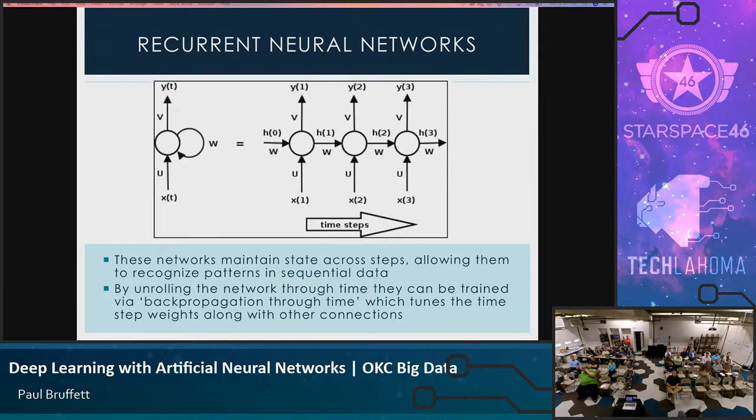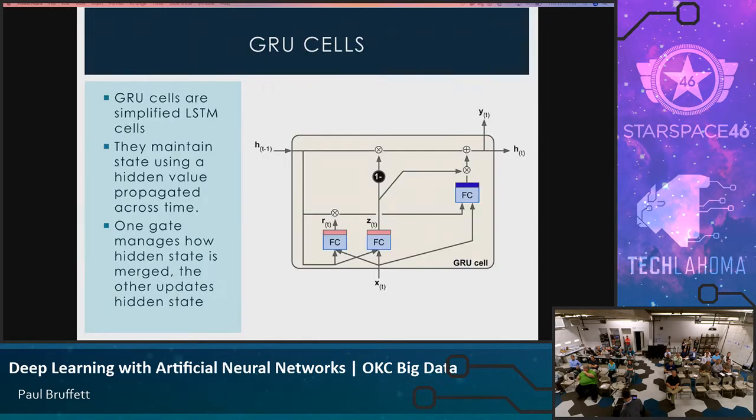And I say time steps, but you should always think more of the series, right? So by unrolling the network through time, they can be trained via backpropagation through time, which tunes the time step weights along other connections. Backpropagation, I think I talk about, so I'll come back to it. I'm not going to dwell on that yet, but that's just how networks are trained. So this is an example.